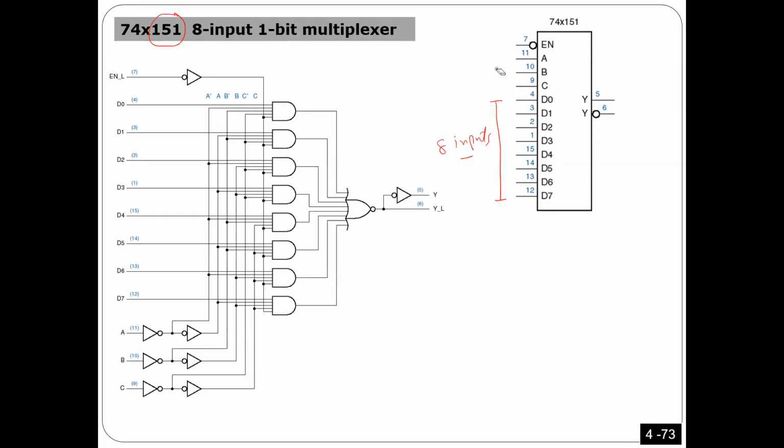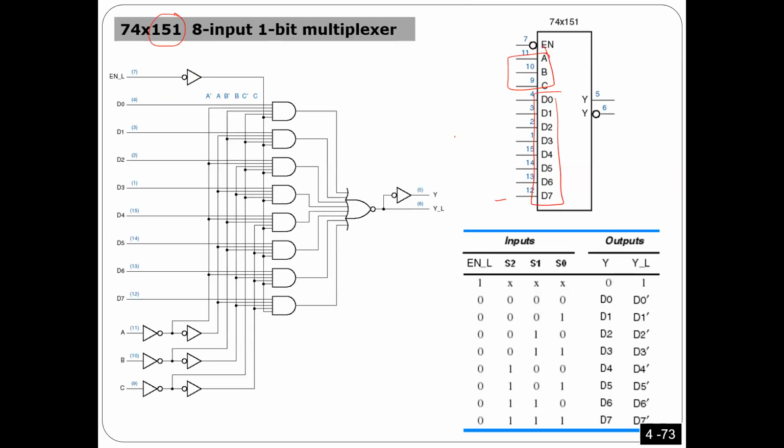So I have inputs here. These are the 8 inputs. These are the selectors. On top of that, the chip has an enable, as you see here. So this is the enable. Let's look at the enable here.